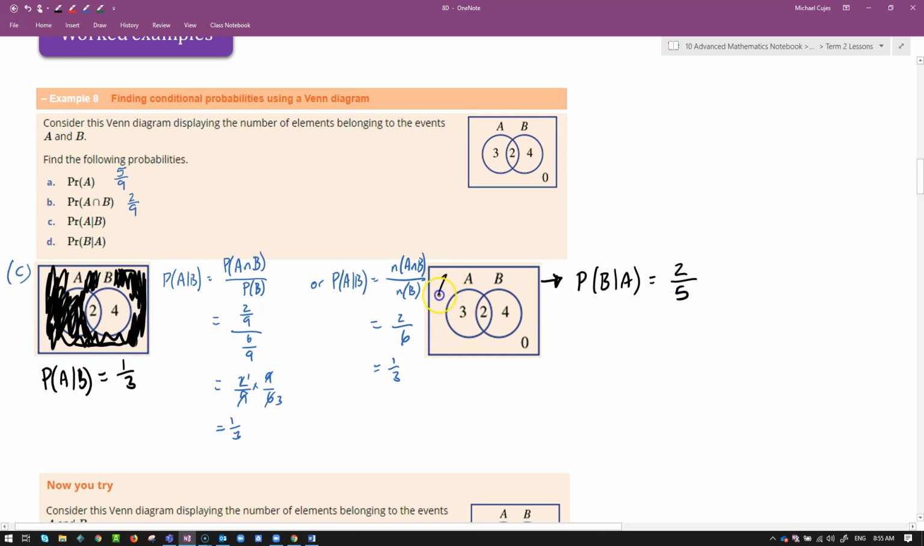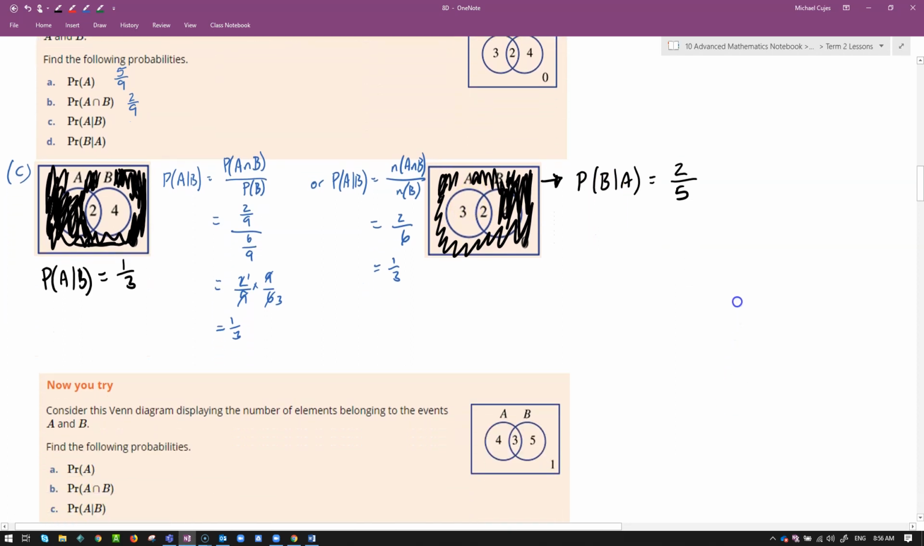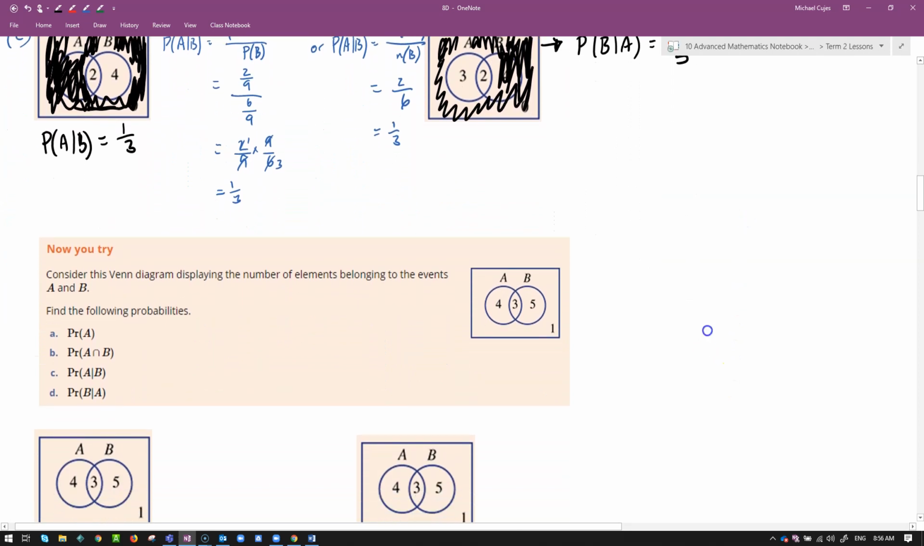Again, if it helps you, you want to cover up everything other than that circle. I'll simulate covering it up by blacking everything out, basically. Now you can see probability of B given A, there are 2 out of the 5 in the circle as a whole. Hence the probability of B given A is 2 out of 5.